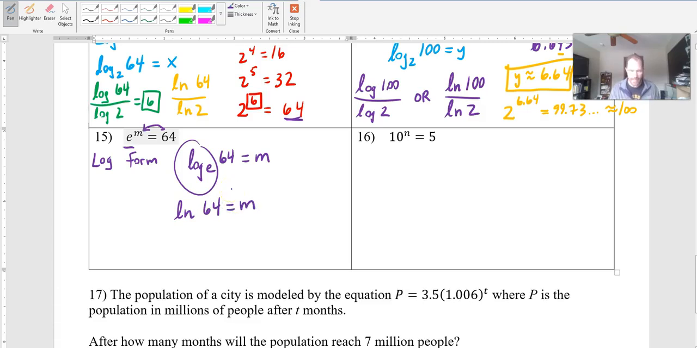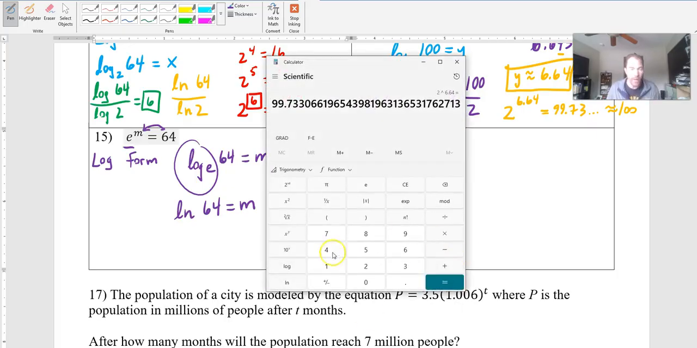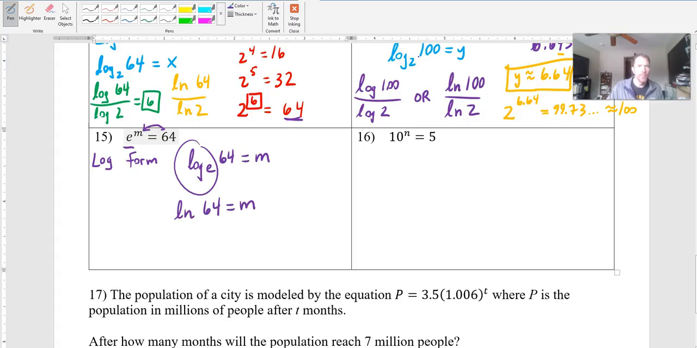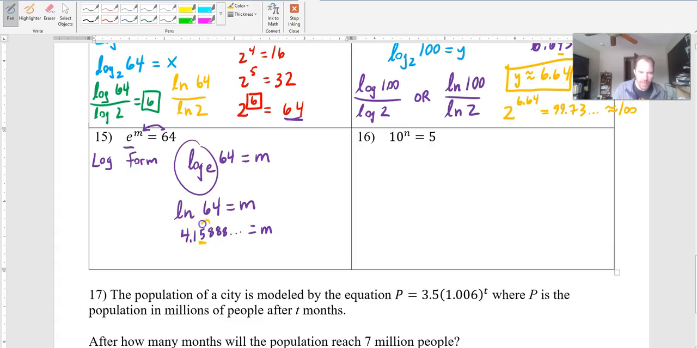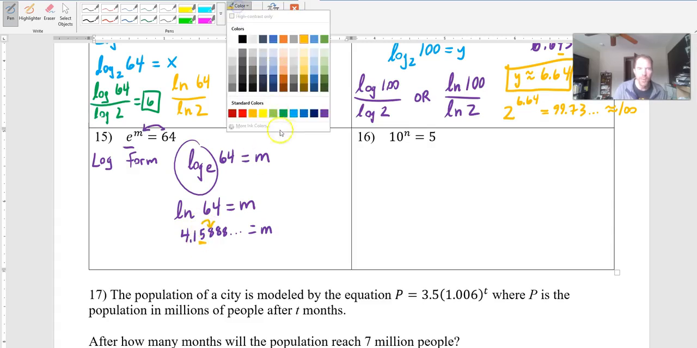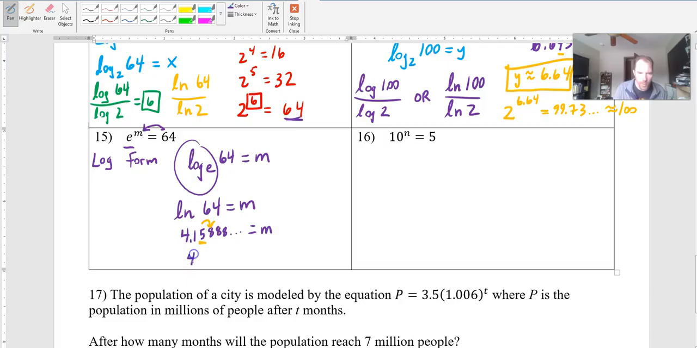And again, that's an exact answer, technically. But if we want to get a better idea of what that is approximately, I just have to do the natural logarithm, the ln of 64, 4.15888. And then we'll round here. Now we're rounding to the nearest hundredth. We got a 5 in the hundredths place with an 8 next door. That's going to round us to 4.16. So 4.16 is the approximate value of m.